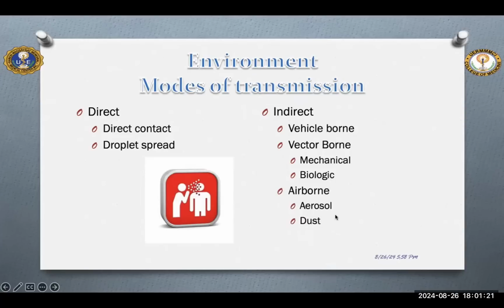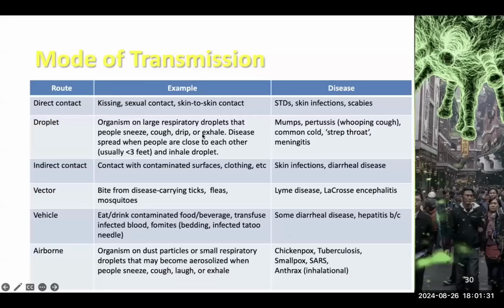Airborne can be by aerosol or dust. As I've said earlier, dust includes your soil-transmitted helminthiasis, and aerosol will include your TB. So these are the different modes of transmission and some of the diseases that can cause that mode of transmission and some examples.